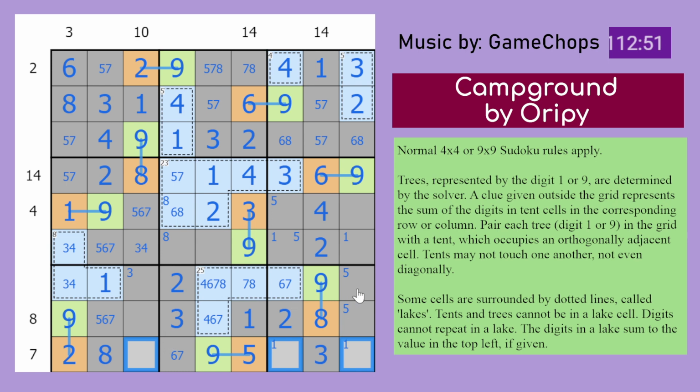Oh, this is kind of annoying. 4 can't be there, I guess, because it is 4. But 4 could still be one of those cells. 8.